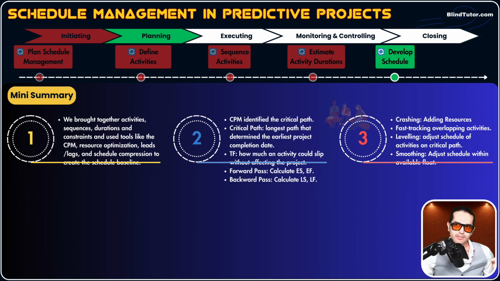What's fast tracking, guys? Fast tracking means overlapping activities. So we start the successor activity before the predecessor activity finishes. We overlap work. And fast tracking increases the quality risk. The activities may need rework. So these were schedule compression techniques.